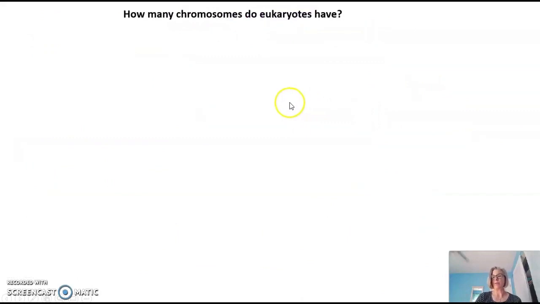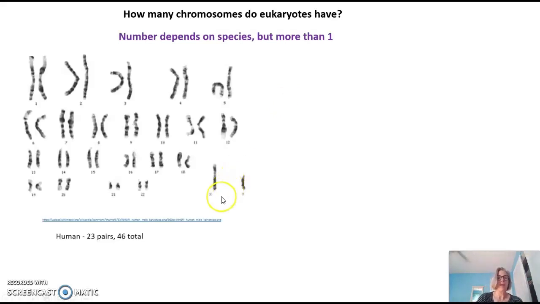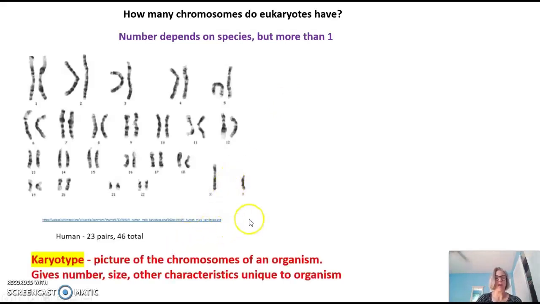So how many chromosomes do eukaryotes have? Well, it depends on the species, but it's always more than one. If we look here at something called a karyotype, which is a picture of the chromosomes in an organism, it gives the number and the size and some other characteristics unique to the organism. This is a picture of a human karyotype. Humans have 46 total chromosomes, but 23 pairs.